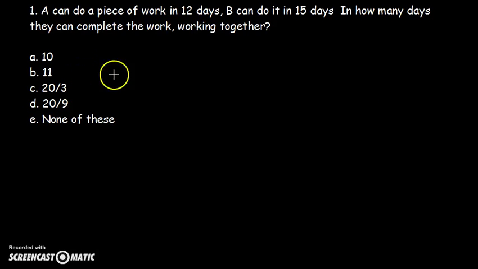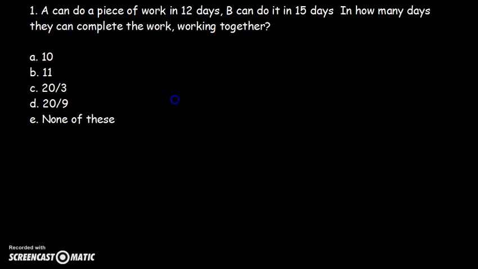Hello guys, today we'll take the chapter Time and Work and start solving a few problems to understand the basic concepts. First question is, A can do a piece of work in 12 days and B can do it in 15 days. In how many days can they complete the work working together?